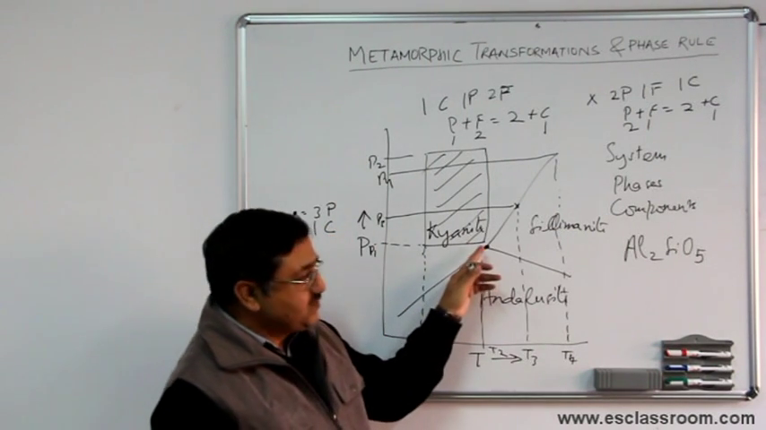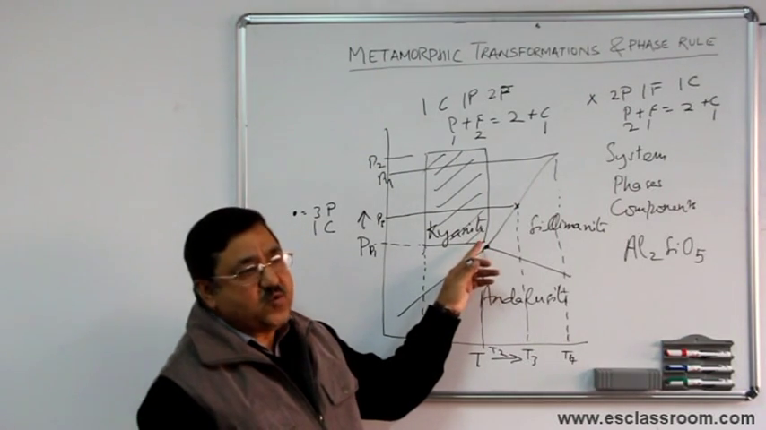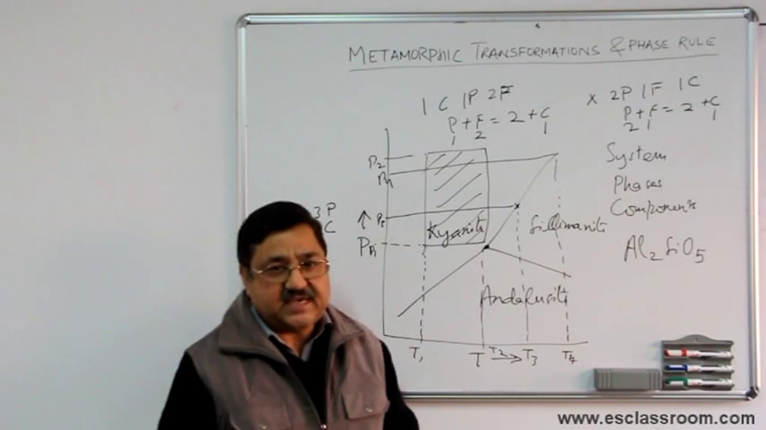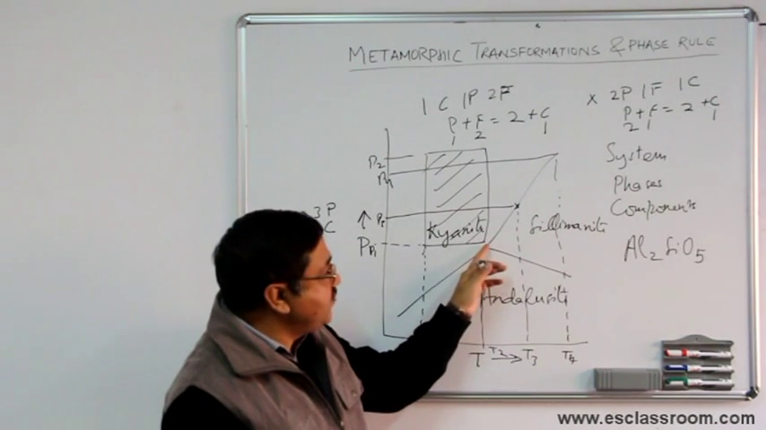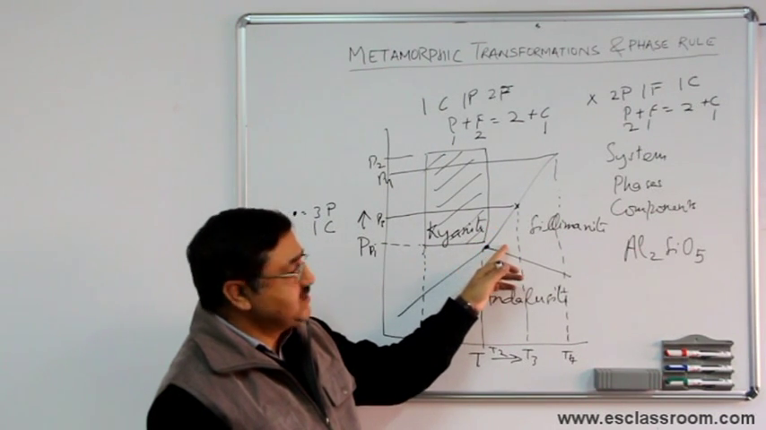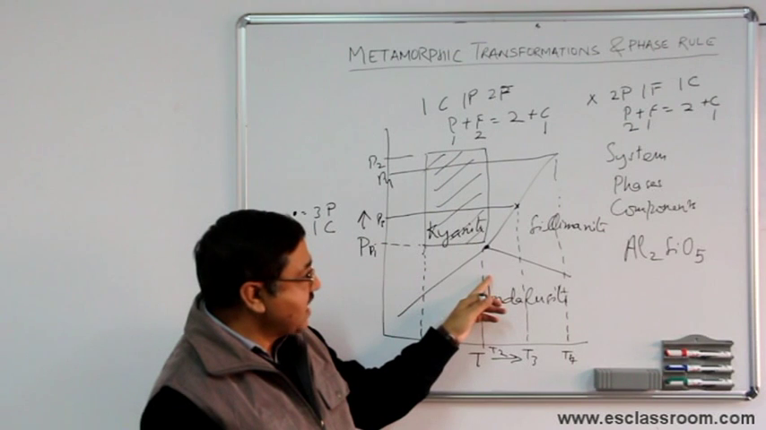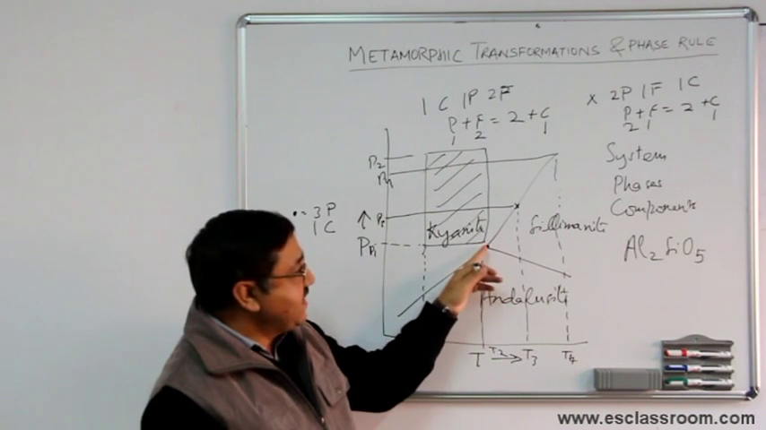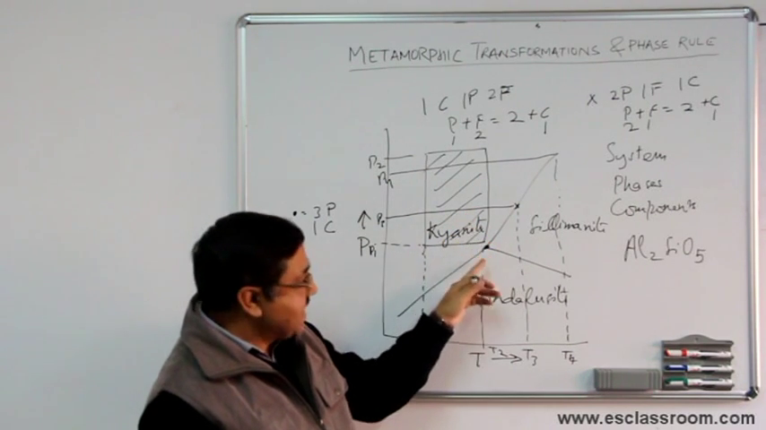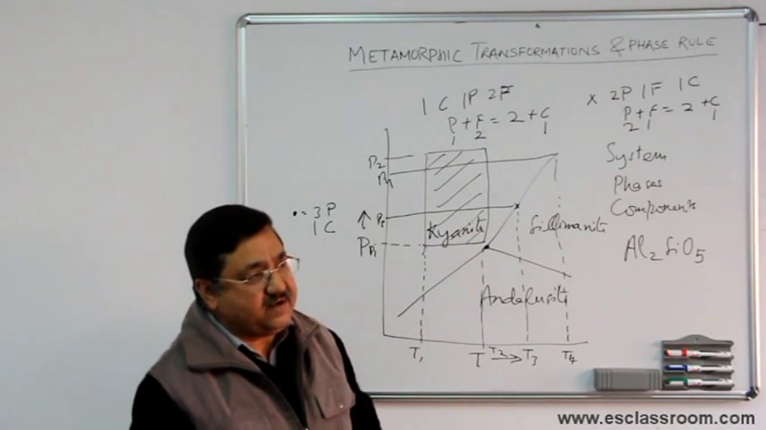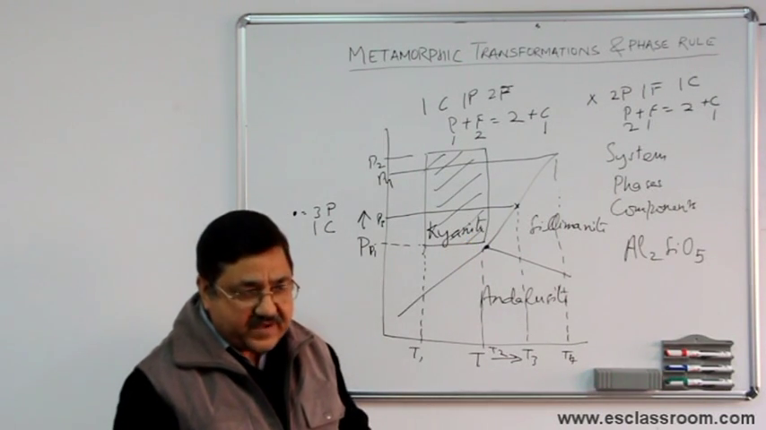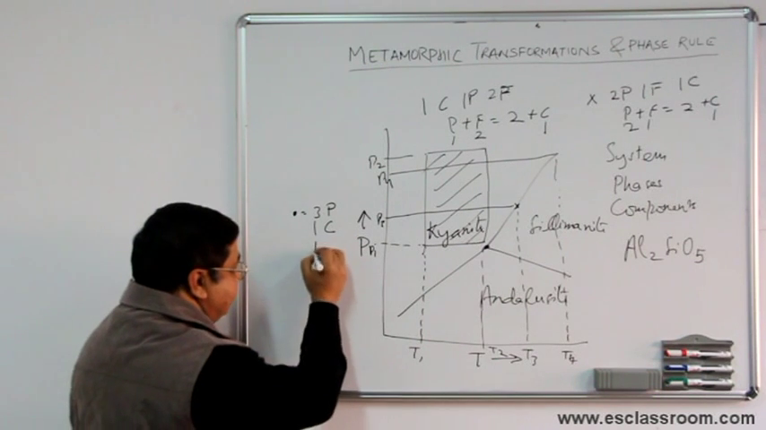Now you see that there is no independence to change either of the variables. If I change temperature, I will either be moving towards a two-phase assemblage or towards a single phase. If I reduce it, I will move to the andalusite field. If I increase pressure at the same temperature, I will be moving into the kyanite field, which means that there is no degree of freedom to vary any of the variables, which means that F is equal to 0.